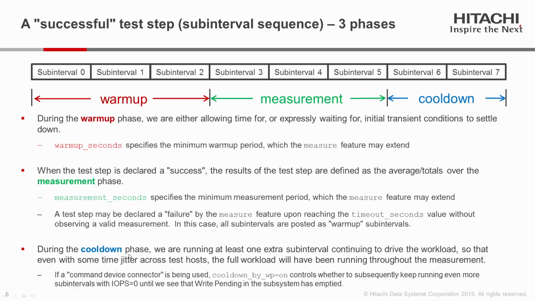And then finally, during the cooldown phase, we're running at least one extra subinterval, continuing to drive the workload, so that even with some time jitter across test hosts, the full workload will have been running throughout the measurement. Then, if you do have a command device connector and you're using the default cooldown by write pending equals on feature, then Ivy will subsequently keep running more subintervals during the cooldown phase as necessary with IOPS equals 0 until we see that write pending has emptied.